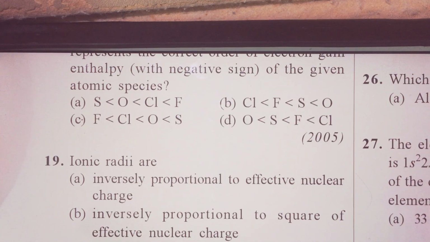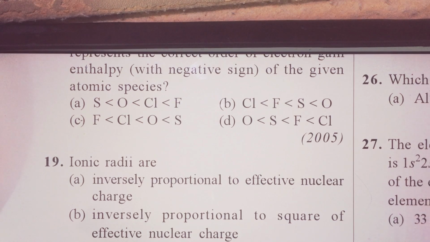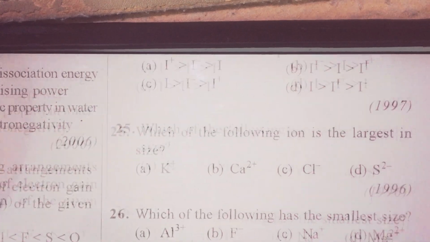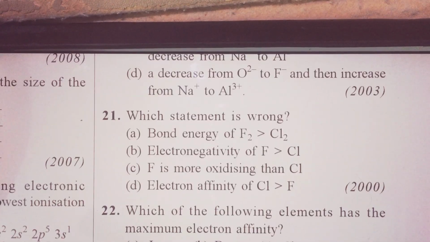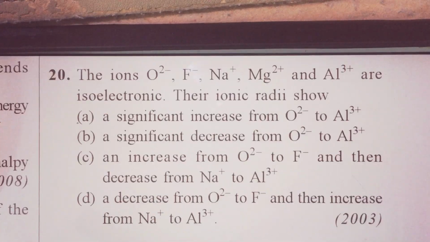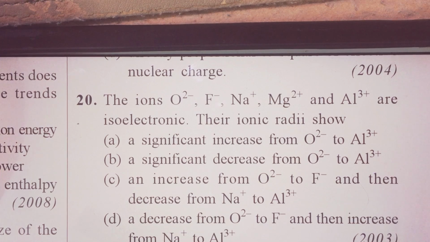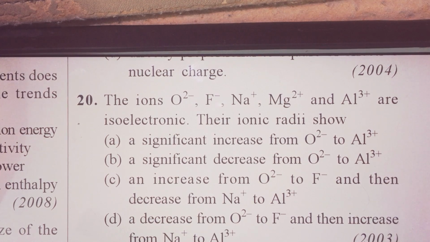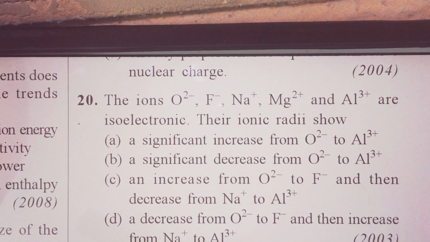Ionic radii are inversely proportional to effective nuclear charge is true. That is the answer. 20. I think it is visible. The ions O minus 2, F minus, Na plus, Mg plus 2, Al plus 3 are isoelectronic. Their ionic radii show, if you carefully look at, a significant decrease from O minus 2 to Al plus 3, because we know the reason.